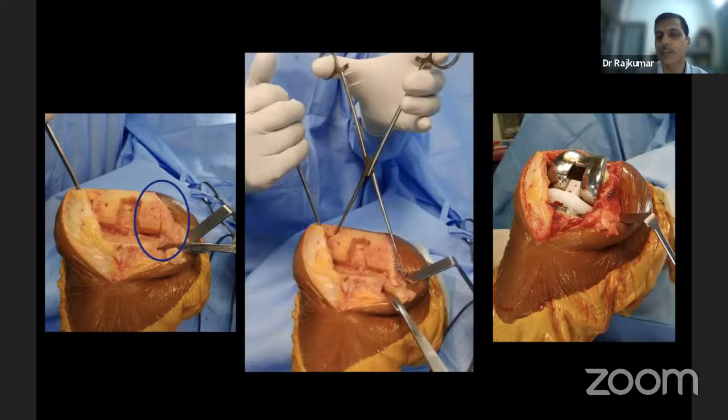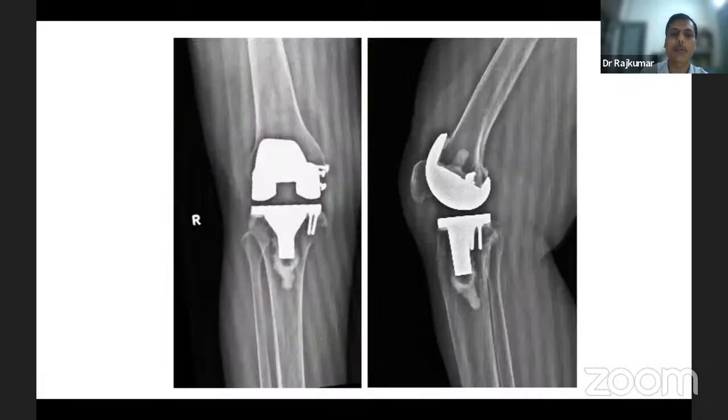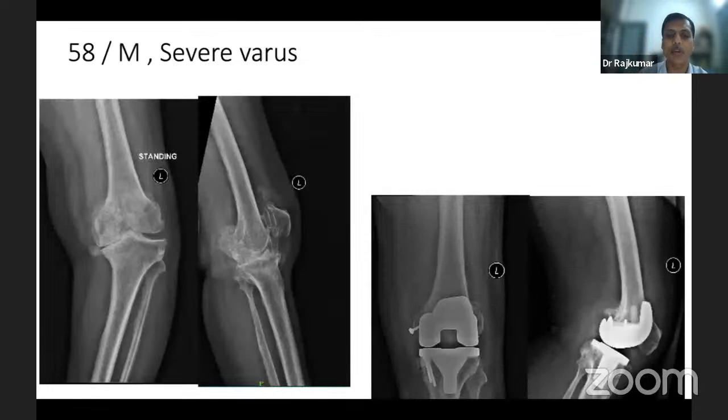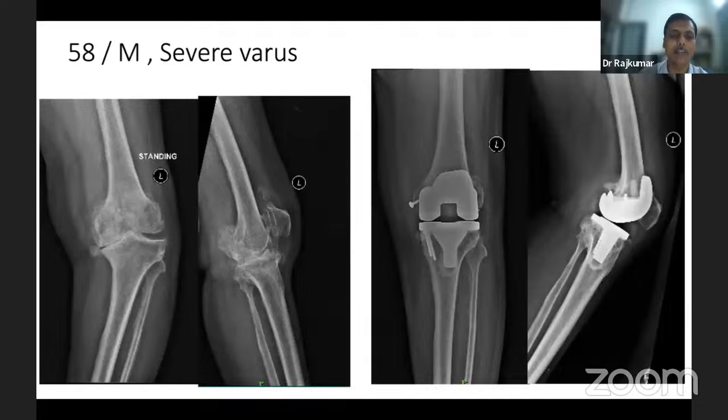I always do a PS knee. That is more than enough for medial-lateral constraint, and you don't need any further constrained prosthesis. So this is the post-operative x-ray. You can see that screw fixation has been done. You can use a washer. Most of the time, two screws are enough, but you cannot do multiple drills. One single drill, and then use a cancellous screw with a washer. Severe varus, one more example of avulsion injury, again augmented with screws.